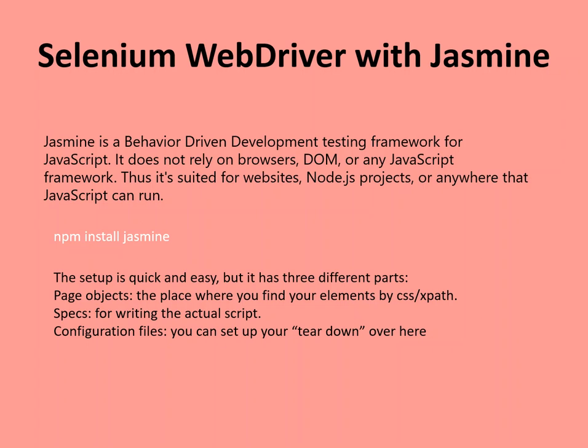So what is Jasmine? As I have already told about Cucumber, which is a behavior driven development framework, just like that, Jasmine is also a behavior-driven development testing framework, but this is for JavaScript, that means .js files. It does not rely on browsers, the DOM, the document object model, or any JavaScript framework. Hence, it is suited for websites, Node.js projects, or anywhere that JavaScript can run. So that's pretty much about Jasmine.